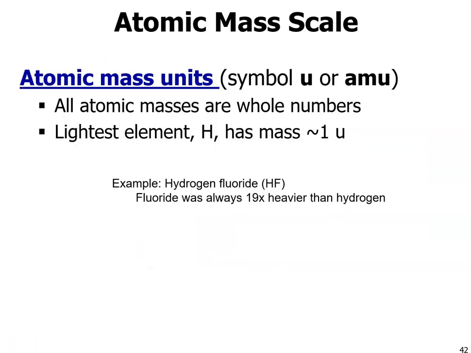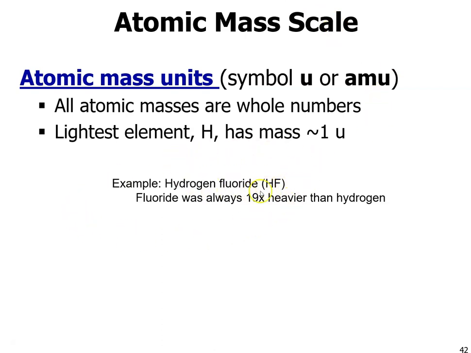This is how the atomic mass scale was developed, because of this inability to look at a specific proton, for example, and get the mass of that. So they looked at atomic mass units. It can be written as u or amu, atomic mass units. So all atomic masses are whole numbers. There aren't any decimal points that go after it. It's just a whole number. And again, the lightest element is hydrogen. It has the atomic mass unit of 1.